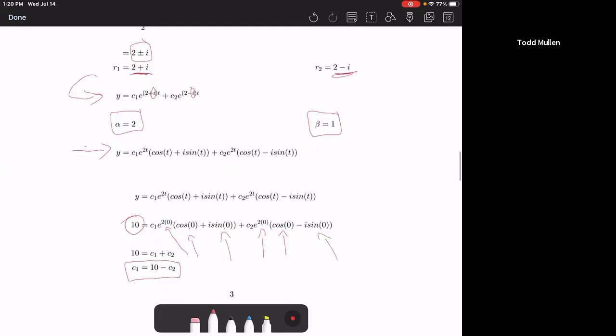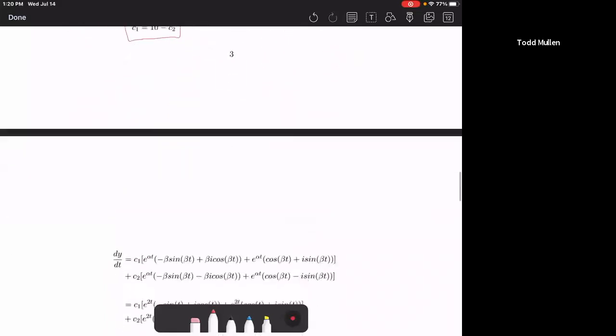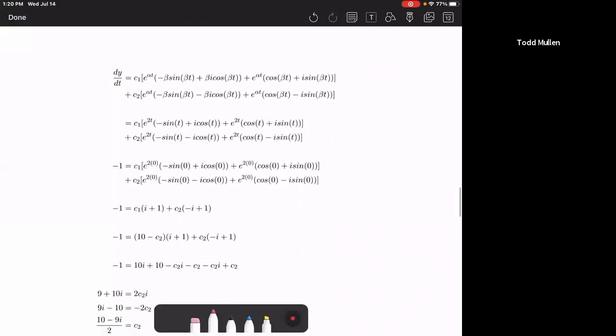Now let's see what happens working with the derivative. See if we can get another such equation. Well, the derivative, again, it's a much larger thing here. We're going to plug in the initial values we were given. When t is equal to 0, dy dt is equal to negative 1. And again, it's going to simplify greatly. All these sine zeros disappear. All these cos zeros, they just become 1. All these e to the zeros, they just become 1.